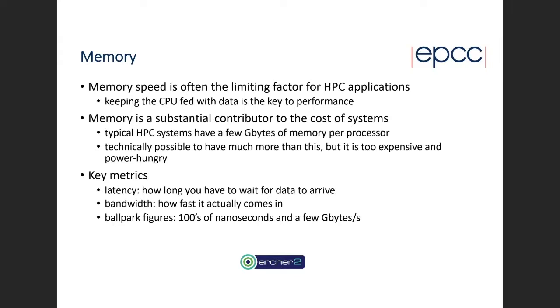Okay, so memory. Memory performance is often really the limiting factor for HPC applications rather than processor performance, because the bottleneck is keeping the CPU fed with data rather than doing the arithmetic processing. Memory is also a substantial contributor to the cost of systems. Typical HPC systems have a few gigabytes of memory per core. It's technically possible to have a lot more than that, but that's too expensive and power hungry.